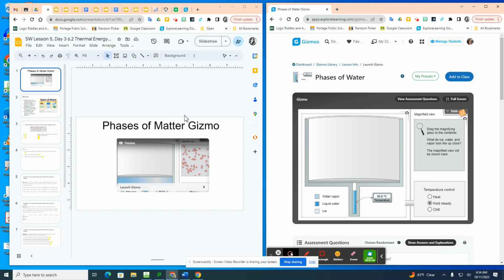You can find this gizmo if you log in, and it is the phases of matter gizmo. It is assigned to your class. This video is designed to help guide you through the slide deck to do the assignment, and you can pause at any time to answer the questions in each slide. So here we go. We'll get started.